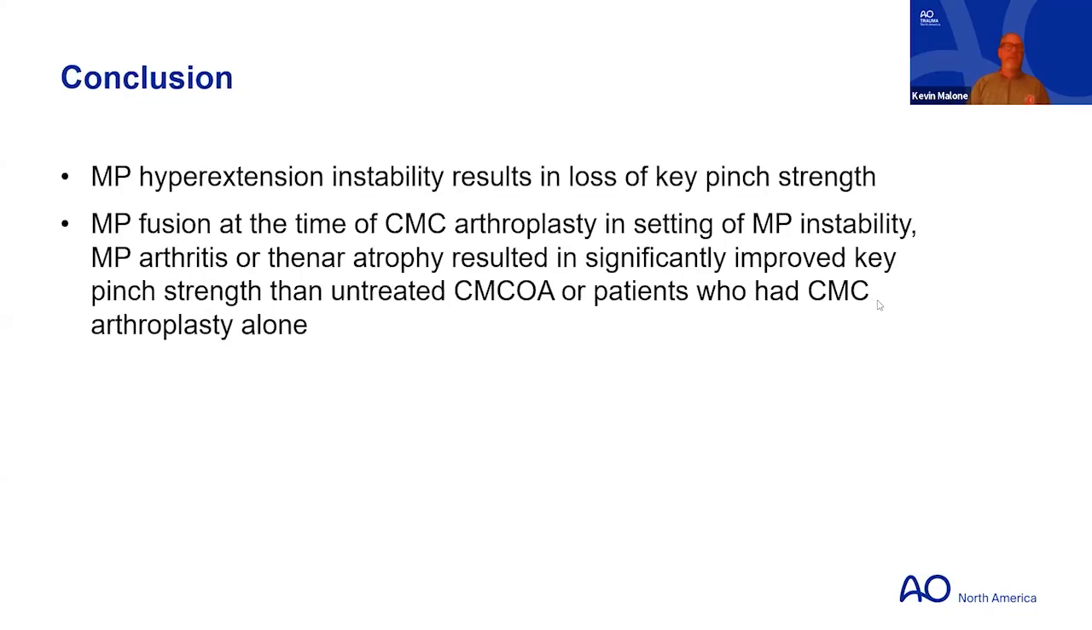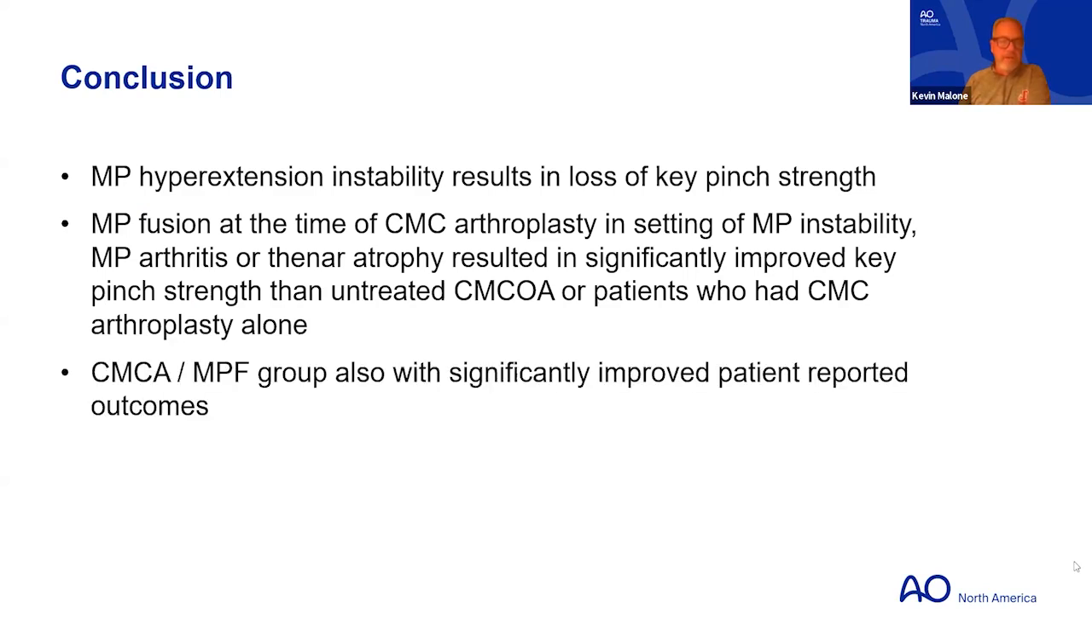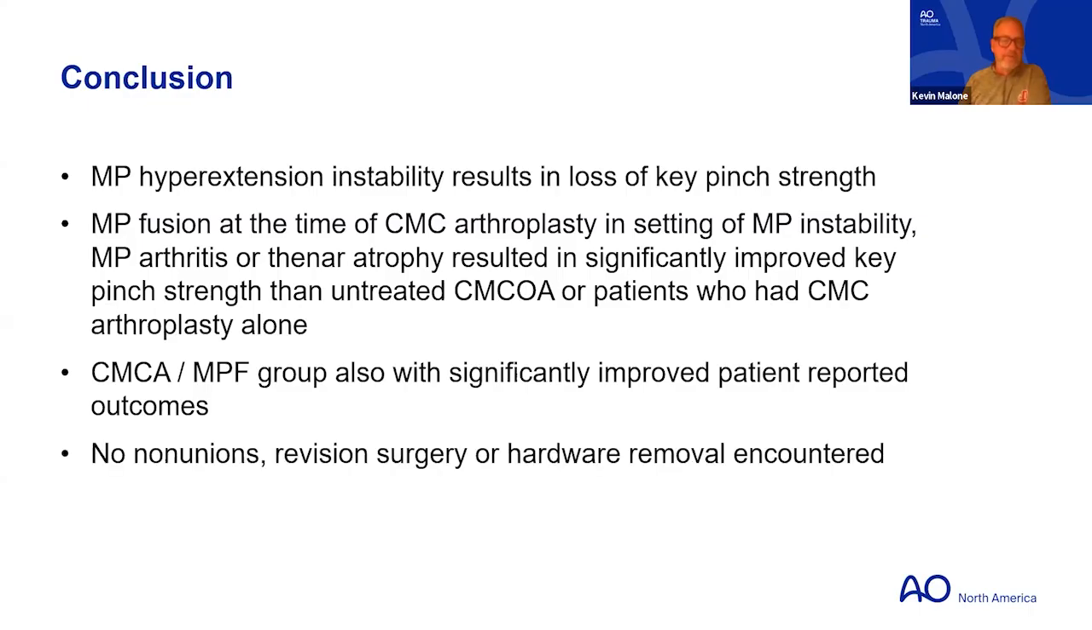So the conclusion here is that MP joint hyperextension instability will result in loss of key pinch strength, and fusion at the time of arthroplasty can result in significantly improved pinch strength compared to untreated arthritis or patients that had arthroplasty alone. This combined group also had significantly improved patient-reported outcomes. They did not describe any non-unions, revision surgeries, or secondary surgeries for hardware removal related to the arthrodesis of the metacarpophalangeal joint.